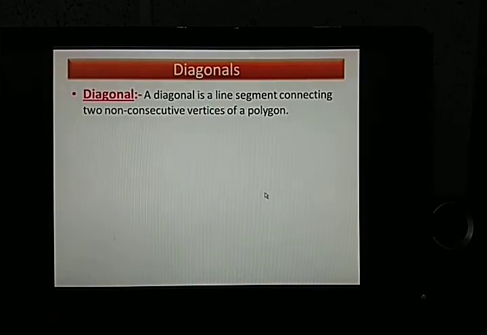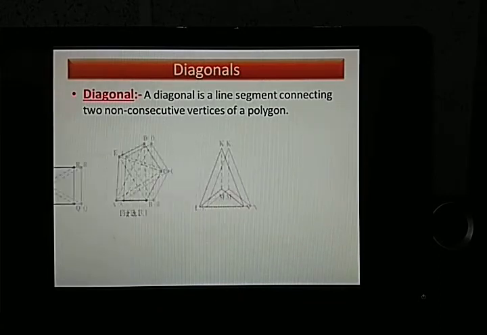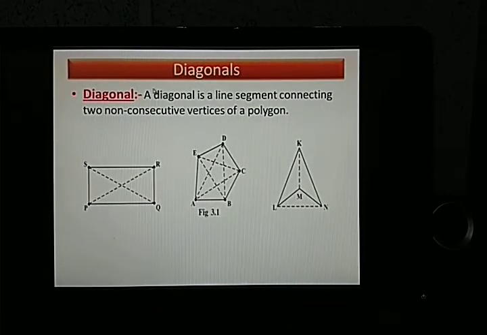By definition, a diagonal is a line segment connecting 2 non-consecutive vertices of a polygon. Now the definition will be clear if I show you the diagram. Here you can see it is a line segment. You can see this is a line segment. This is the diagonal, we all know. Connecting 2 non-consecutive vertices. These are the vertices: S, R, Q, P.